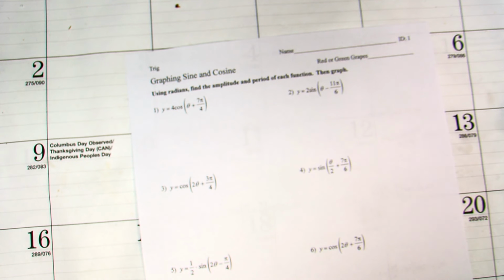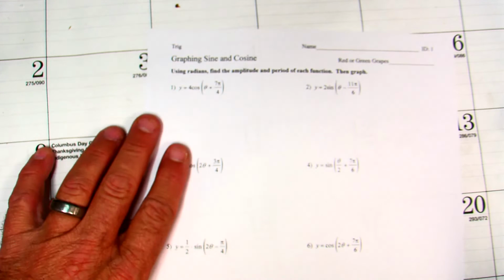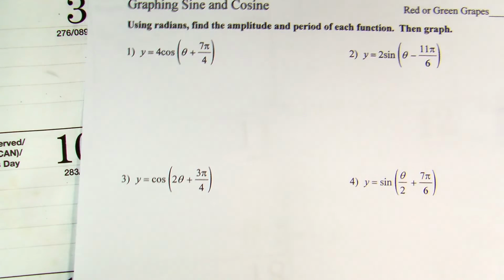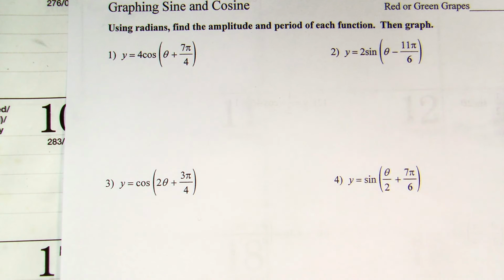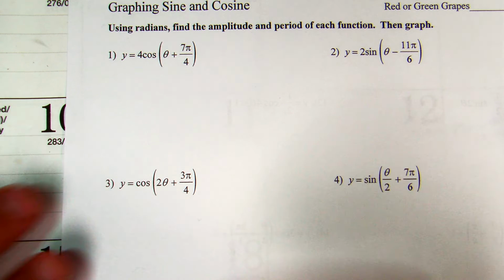Okay, so this video is going to go through 1 through 4 from the homework. Alright, we're going to go through 1 through 4 for the homework. So number 1, 4 cosine theta plus 7 pi over 4.